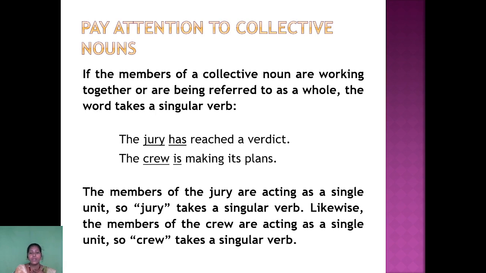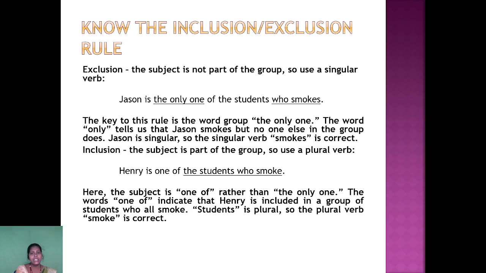The jury has reached a verdict. A crew is making its plans. Crew is considered a group of persons, but in this sentence it's considered a single person. That's why we use the singular form of a verb. So the crew is a singular subject and is is also considered a singular verb. That's why we used it, right? Likewise, if the members of the crew are acting as a single unit, the crew is considered a single unit. So the crew takes a singular verb.